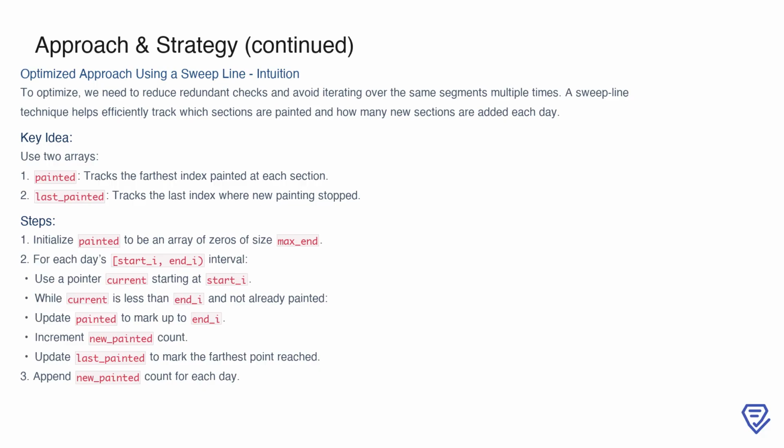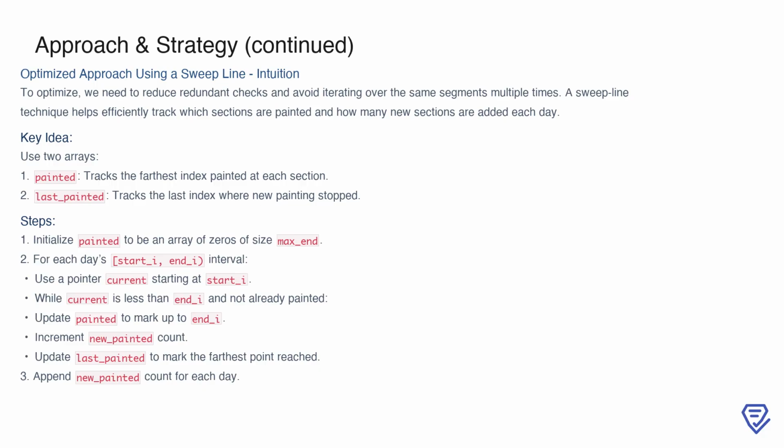The painted array tracks the farthest index that has been painted at each section, while last_painted keeps track of the last index where new painting stopped. To process each interval, we start with a pointer at the beginning of the range and move through it only as long as we encounter unpainted sections.